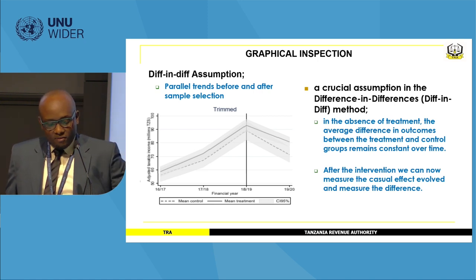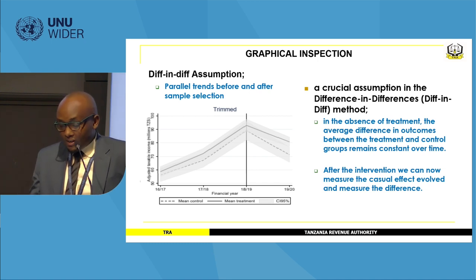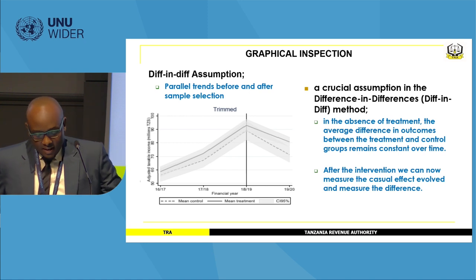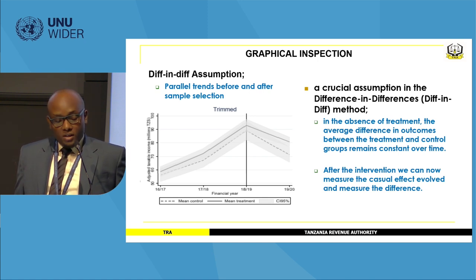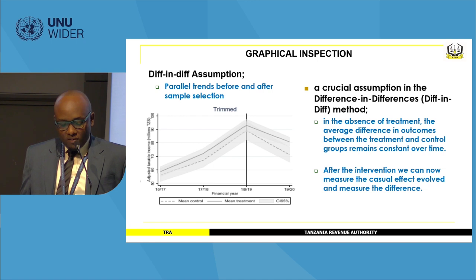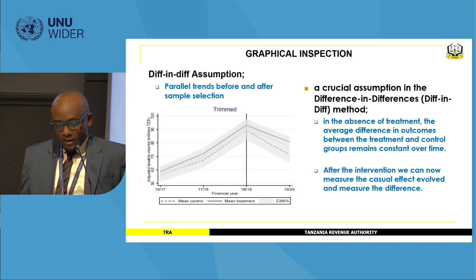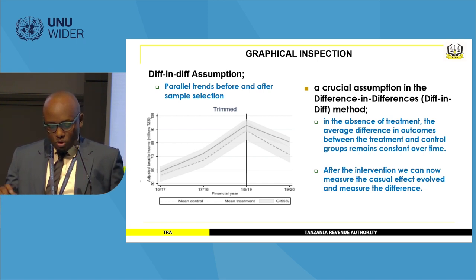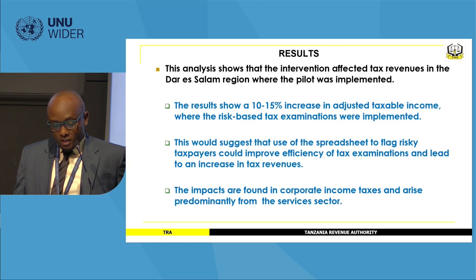So we applied the DiD methodology, as I said before. A crucial assumption in DiD is to test the parallel trend assumption: in the absence of the treatment, the average difference in the outcome between the treatment and the control group remains similar. As you see on your left-hand side, in that table, this assumption was holding properly well. And after the intervention in 2019, it was observed that there is a change. So we now want to measure the impact of that observed change.